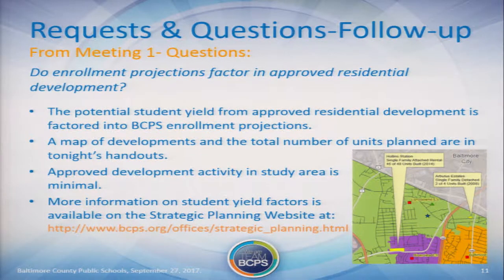Do enrollment projections factor in the approved residential development? Yes, the enrollment projections do include any residential development that's proposed in the area. We get that information from Baltimore County Planning, and they give us the number of units. In your packets tonight, you have a map showing the proposed developments. They're very minimal, only about 6 total units that are unbuilt. You'll see the actual development, the portion that's already built out, and the remaining units yet to be built. That's in your information tonight. If you want more information on student yield factors, that's available on the strategic planning website at that address.